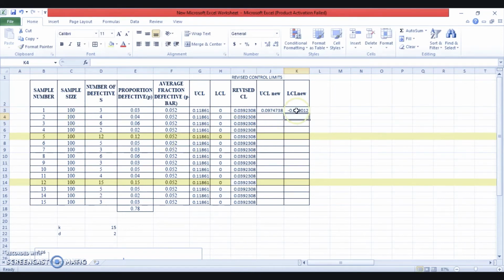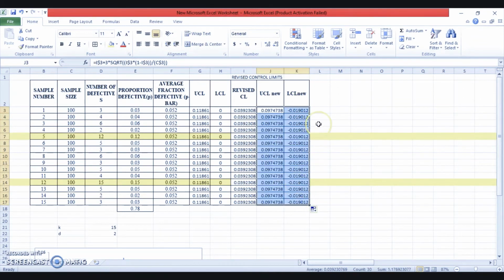Okay, so this is your lower control limit new value, and here also we'll be inserting the dollar sign so that we can have values for the rest of the samples. So it's quite easy to calculate if you remember the formula and if you exactly know where to put the values. So now you just have to select these two values, drag them, and here it comes.